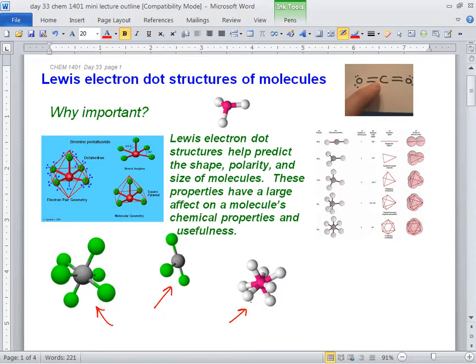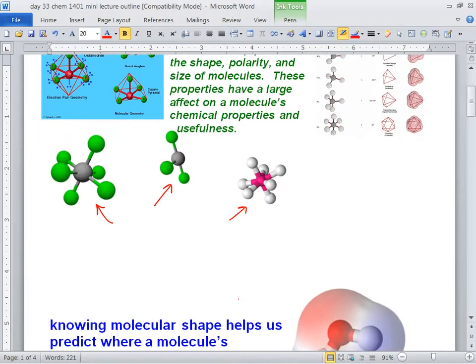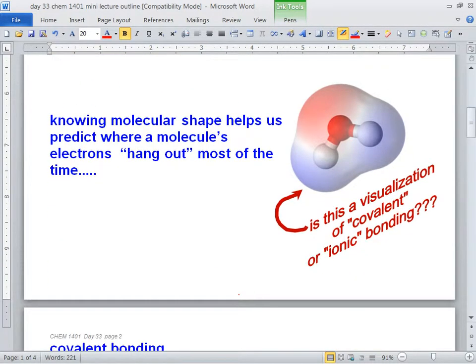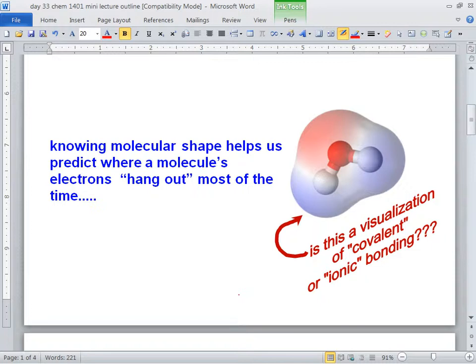So it really conglomerates into the properties. I mean, the boiling points, the reactivity, so much. So it's a very powerful technique out of just a very simple idea, making these Lewis dot structures. So visualization, though, kind of helps, and knowing the shape helps us predict the structure.